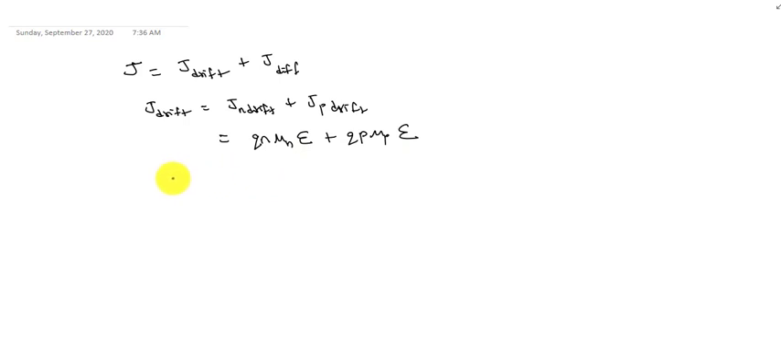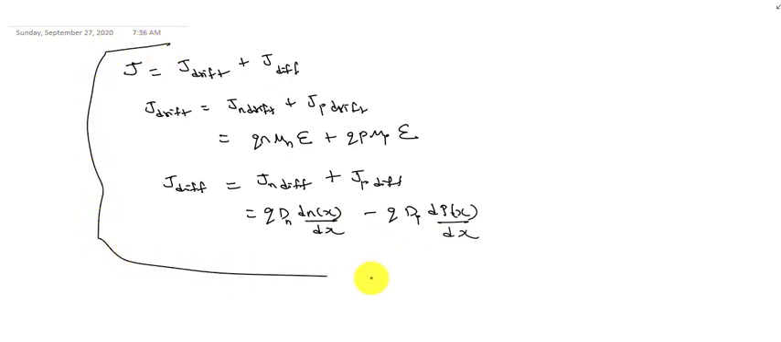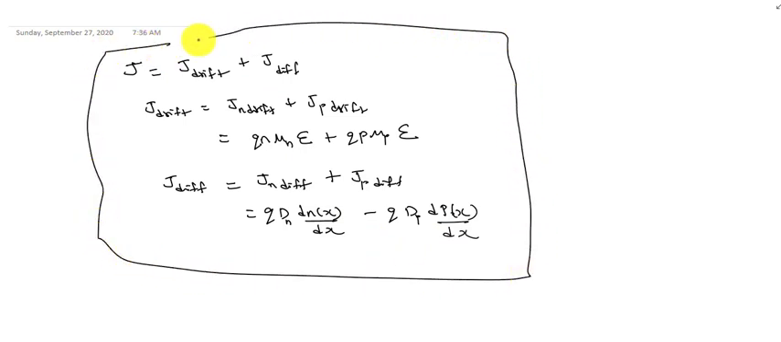And similarly we can write J diffusion as Jn diffusion plus Jp diffusion, and this is equal to q into Dn into dn of x by dx minus q into Dp into dp of x by dx. So these are the equations we have to study in deriving the carrier transportation mechanism of drift and diffusion: the drift current equation and the diffusion current equation.